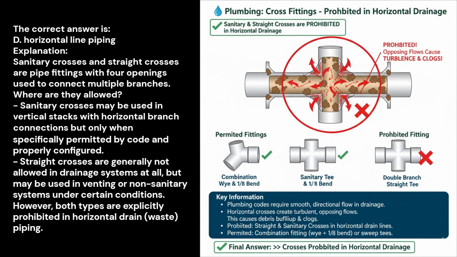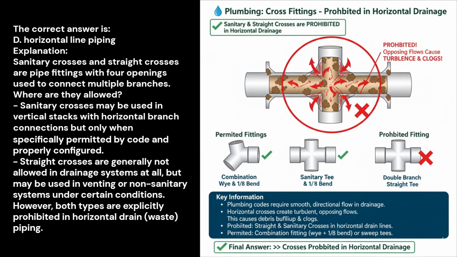Where are they allowed? Sanitary crosses may be used in vertical stacks with horizontal branch connections, for example, connecting two horizontal drains into a vertical stack, but only when specifically permitted by code and properly configured. Straight crosses are generally not allowed in drainage systems at all, but may be used in venting or non-sanitary, for example storm, systems under certain conditions.